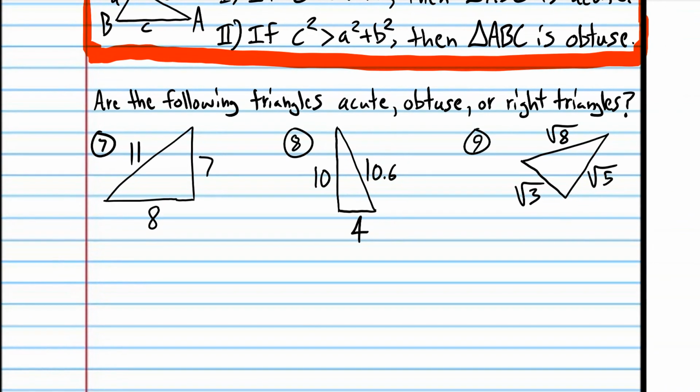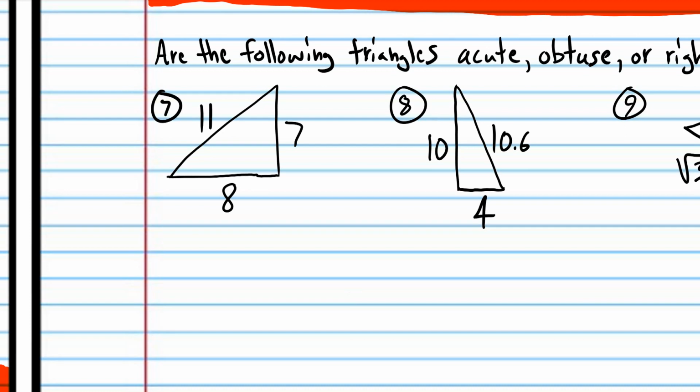So it says here, are the following triangles acute, obtuse, or right triangles? So what we're going to do is analyze c squared and the sum of a squared and b squared, and we're going to find out, is the longest side greater than the sum of the squares of the other sides, less than, or equal to? And that's going to tell us if the triangle is acute, obtuse, or a right triangle. So let's see here, c squared, and I'm just going to write a big bubble there, because we don't know if it's equal to or less than or greater than.